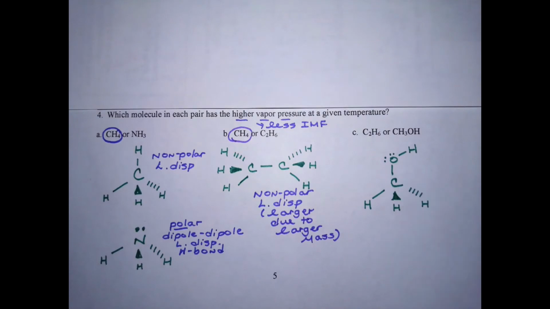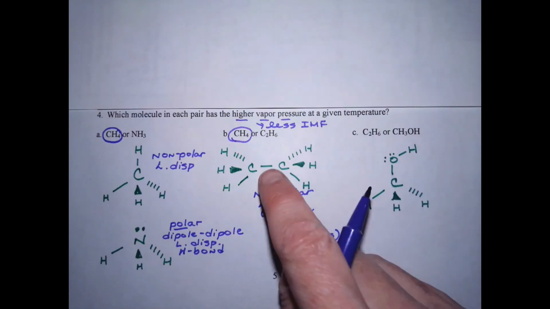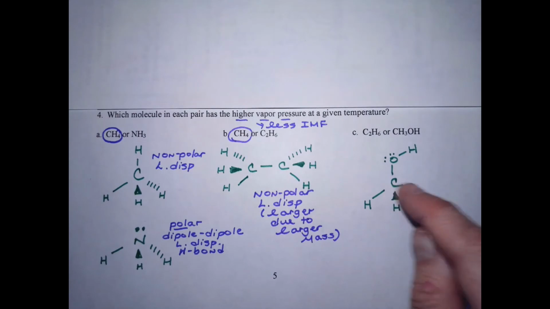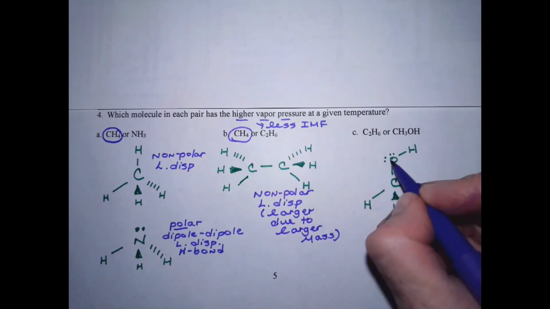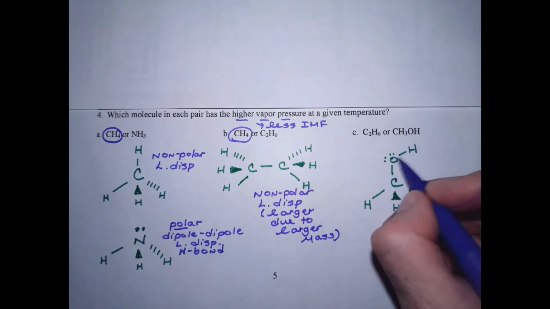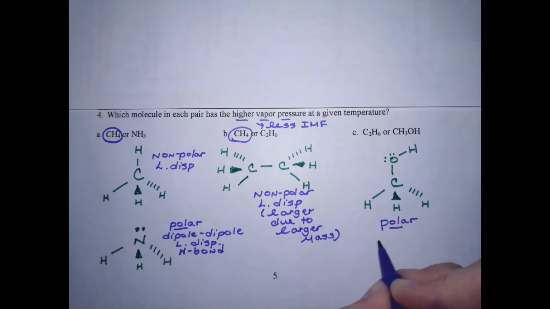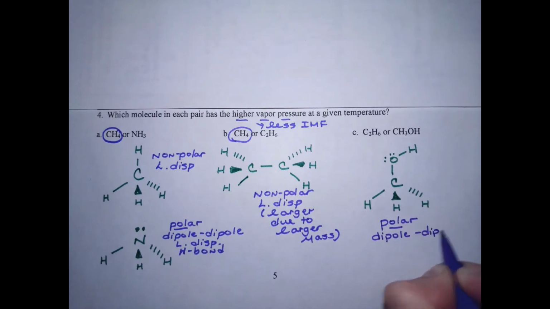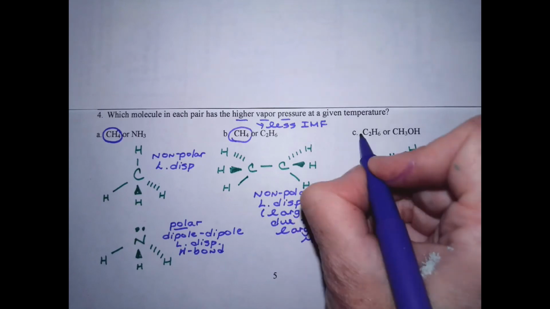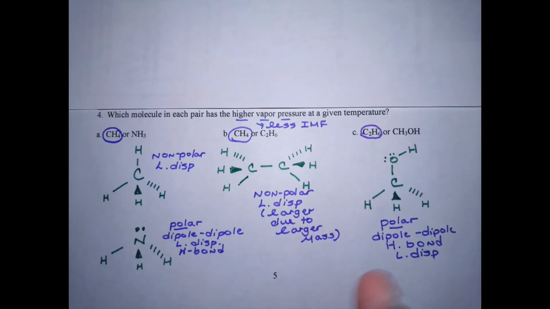In our last example, we're asked to compare ethane to methanol. Methanol has a polar oxygen atom and therefore exhibits all three intermolecular forces. We see dipole-dipole, hydrogen bonding, and of course London dispersion. So much going on with methanol that we're going to predict that ethane, just because it doesn't have that much going on, will have higher vapor pressure.